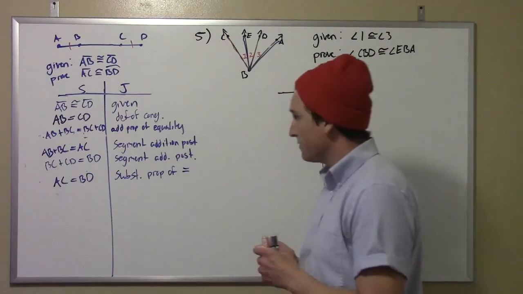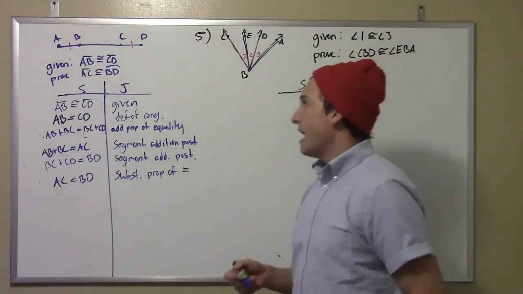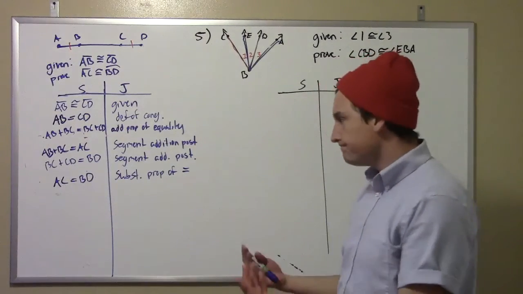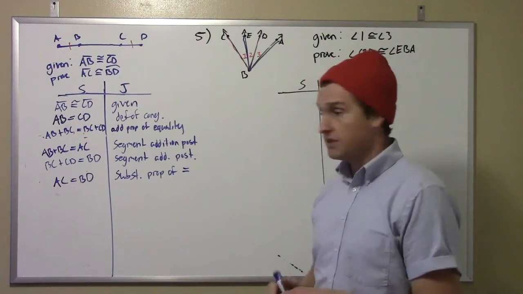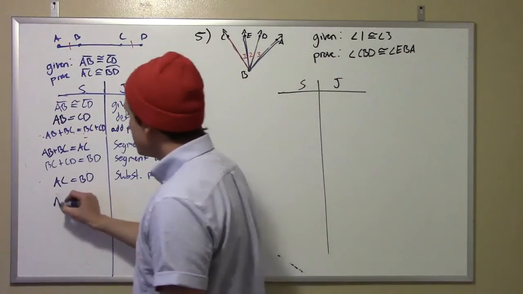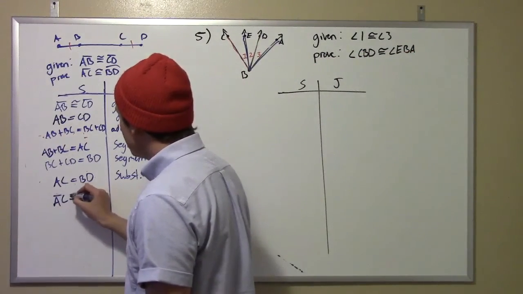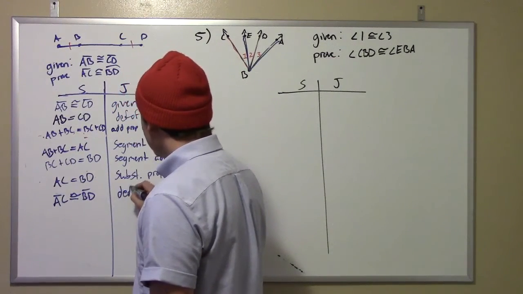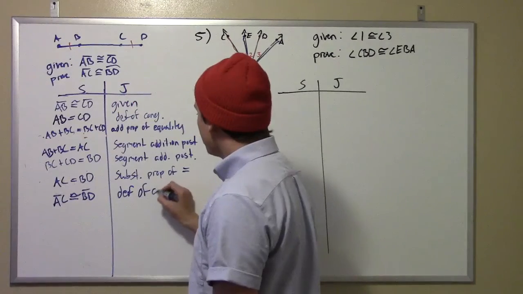Okay, so we'll abbreviate here. And then how do we get from here to here, the last statement that we want? Well, we're going to use the definition of congruence. If two segment measurements are equal, that means the segments that we're talking about are congruent to each other. That's the definition of what congruent is. So def of cong.